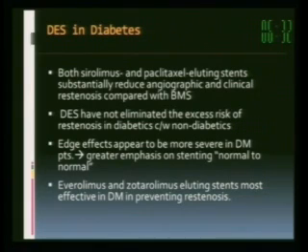As all of us know, in diabetes there is higher incidence of restenosis. So it has been extensively studied with various drug-eluting stents. Both sirolimus and paclitaxel-eluting stents have substantially reduced angiographic and clinical restenosis, but they have not eliminated the excess risk of restenosis in diabetics compared with non-diabetics. Edge effects appear to be more severe in diabetes mellitus patients, and there is greater emphasis on stenting normal to normal vessel. Everolimus and zotarolimus eluting stents have been found to be most effective in diabetes mellitus in preventing restenosis.